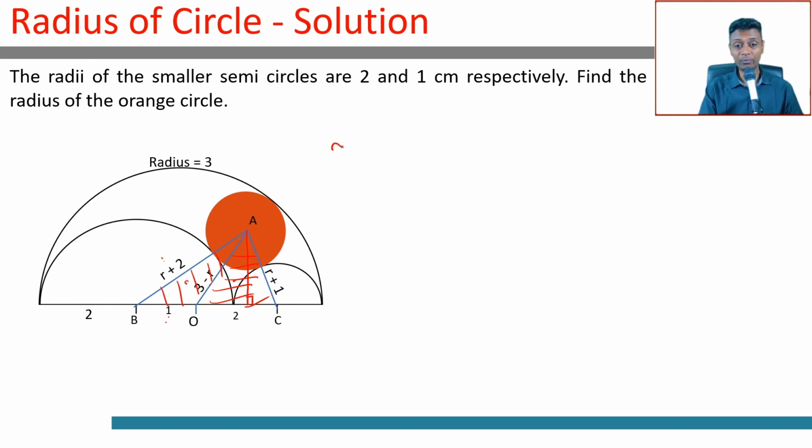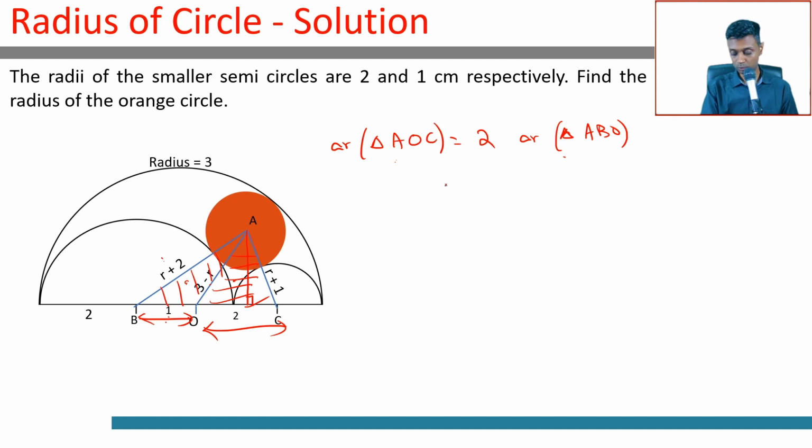Area of triangle AOC would be half into OC into height. Area of triangle ABO would be half into OB into height. This is 2 times this. This is 1, this is 2. This area is 2 times this area. That's it. We are through.